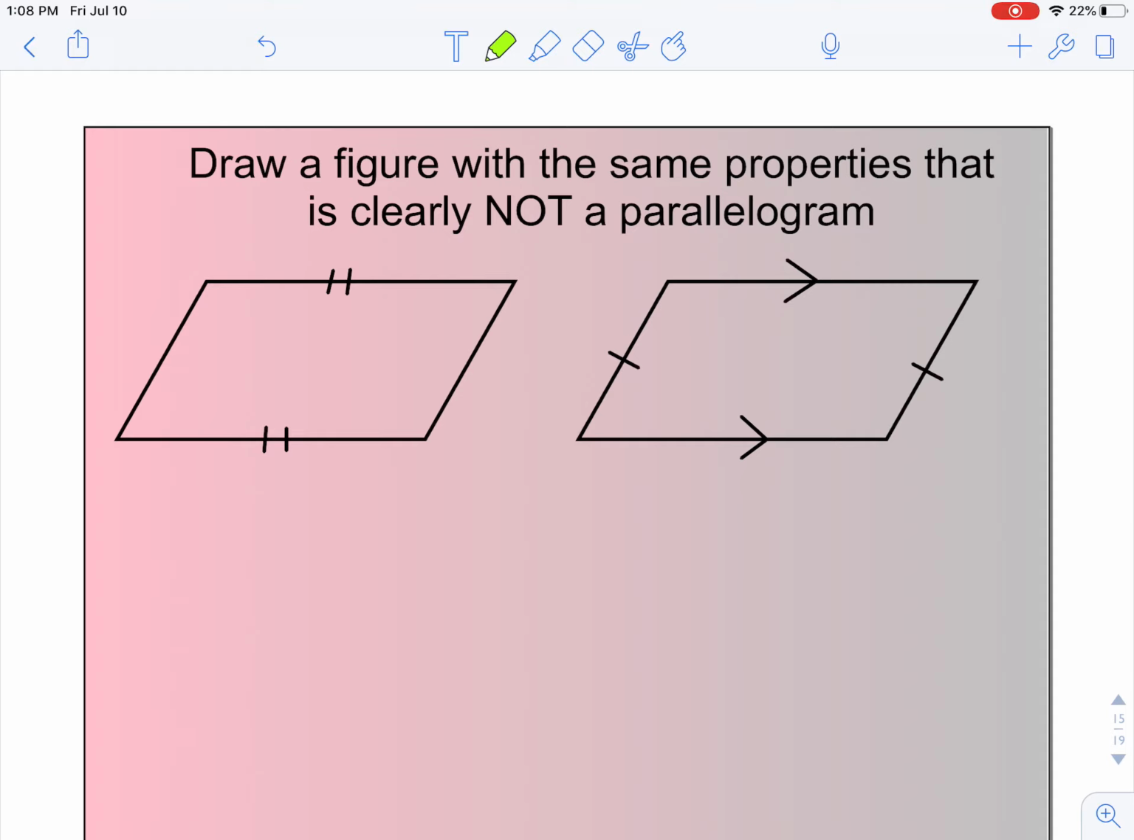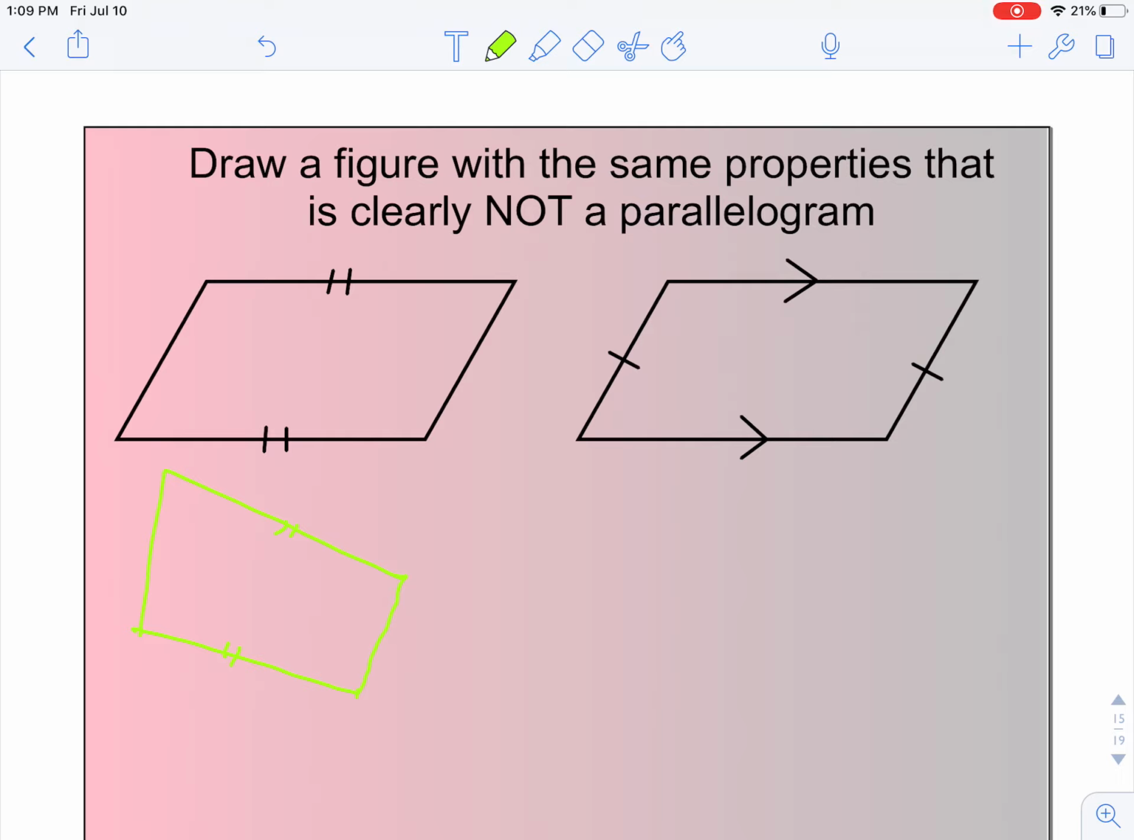So, can you draw a figure with the same properties of this quadrilateral that is clearly not a parallelogram? Just because I've drawn it like a parallelogram, do you have enough information? And the answer is no, because if I have this side right here the same as this side right here, they're still the same length. But when I connect the other two sides, it's clearly not a parallelogram.